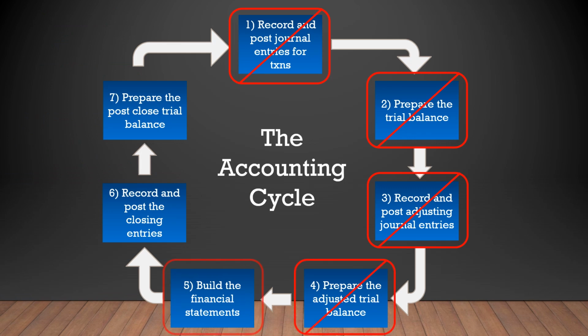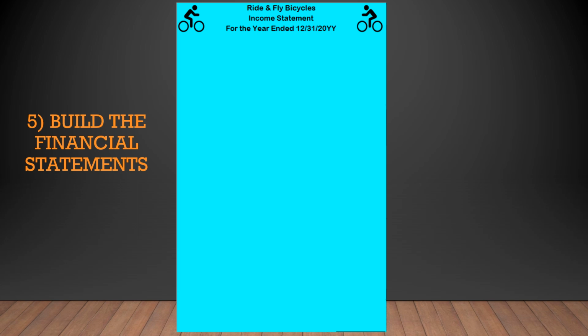Next, we build our financial statements. We prepare our financial statements in the same order as previously discussed. However, the income statement we observed in the previous video was a single-step income statement. That one was very simple. We simply listed all revenues and summed them, did the same for expenses, and took the difference between total revenues and total expenses to arrive at net income.